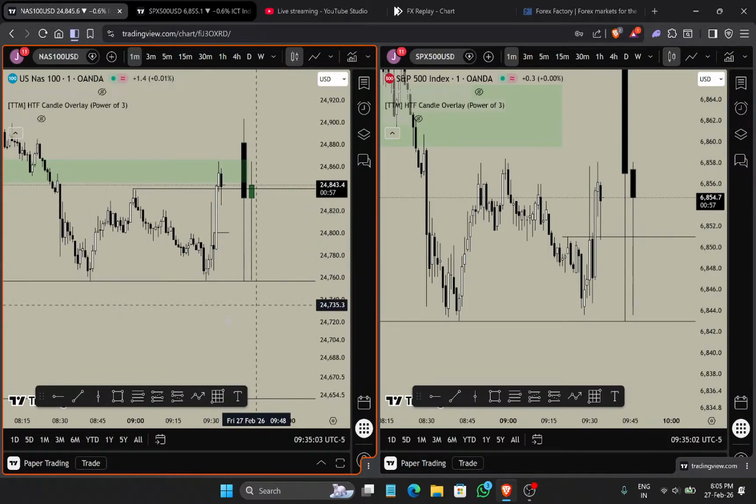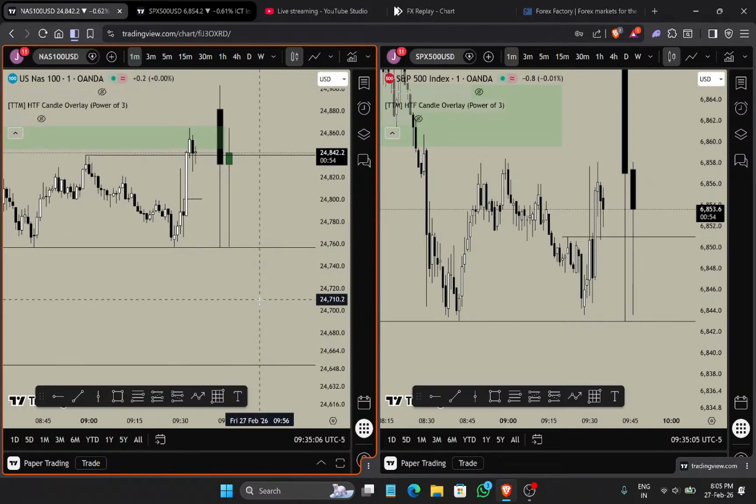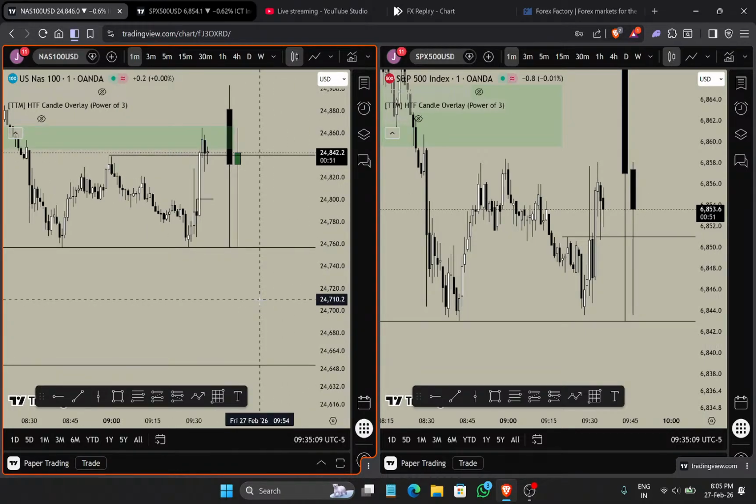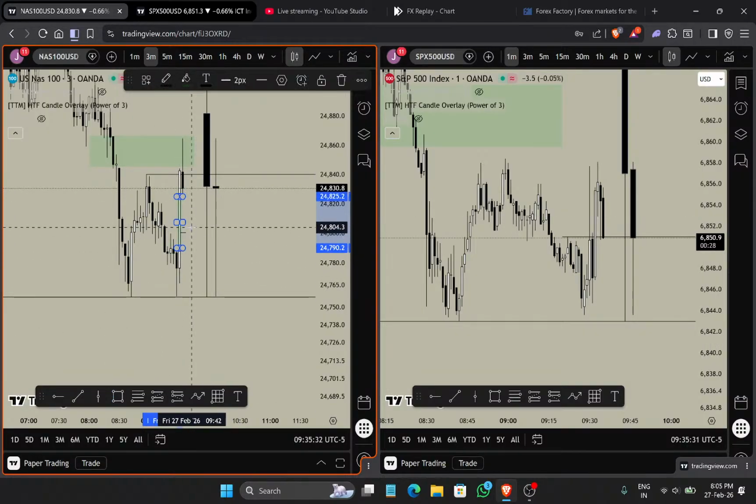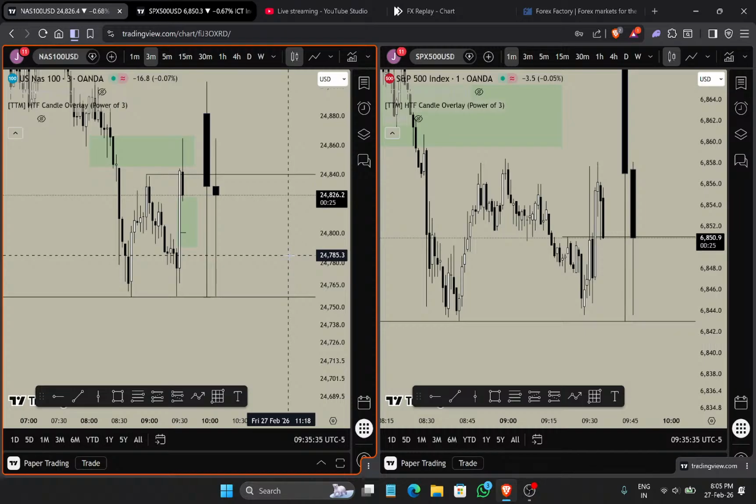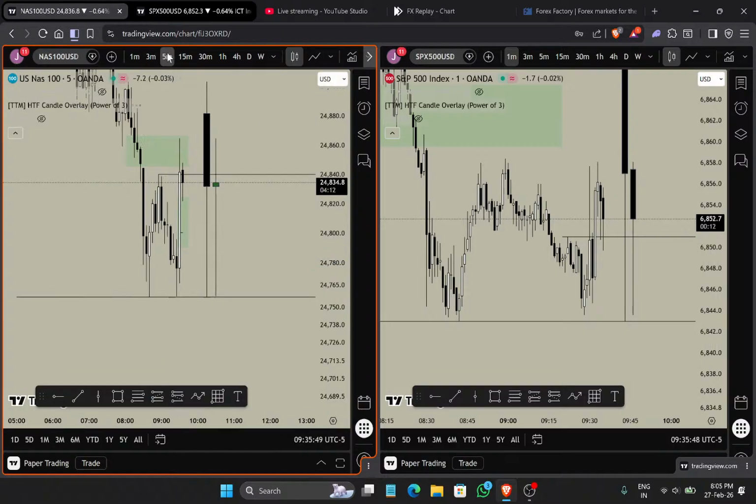Final draw is this low here. That is an equal low, good. So if we can get a trade into that level, in a 3 minute format, something like this. Exit on the 5 minute.